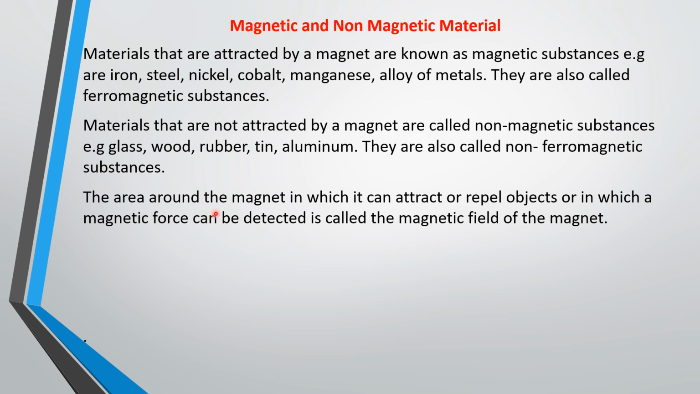Okay, so the area around the magnet in which it can attract or repel objects, or in which a magnetic force can be detected, is called the magnetic field of the magnet. We've discussed it before when we discussed magnets or magnetic fields. Okay, so this is what magnetic and non-magnetic material is all about. So now, amongst these materials, there are some that you can use to produce temporary magnets and permanent magnets. Okay, so that's what we're going to be looking at now.